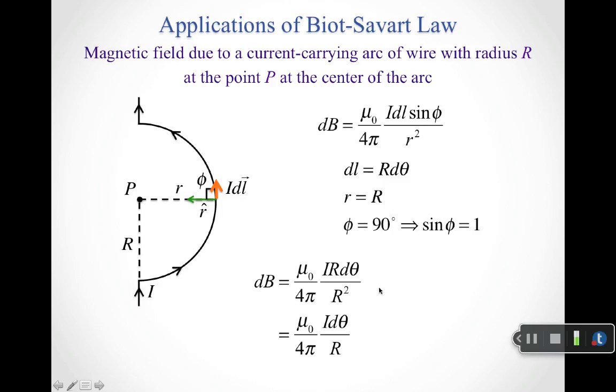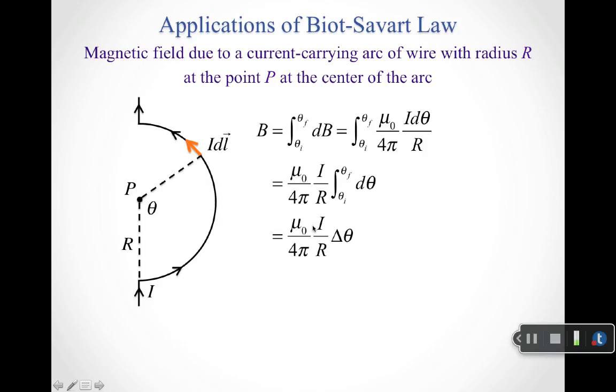Little r is my big R, radius squared, and then I haven't even bothered to write the sine phi term because it's just equal to 1. So I simplify this and basically get this expression, and this is what I want to go integrate. So when I go to integrate that, I'm just going to do the integral again.